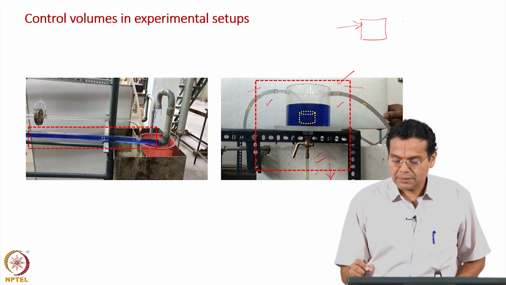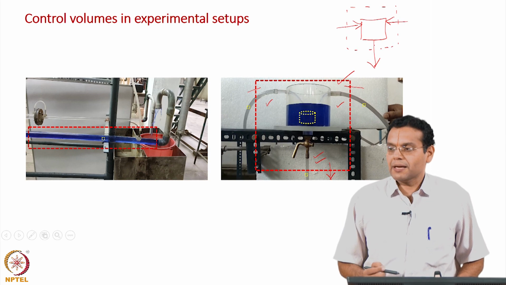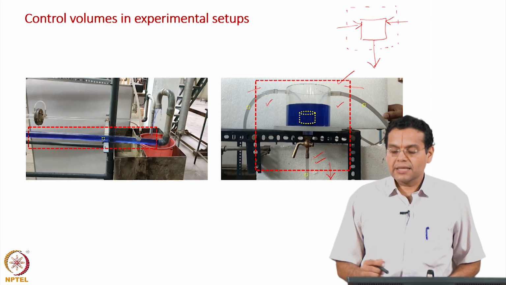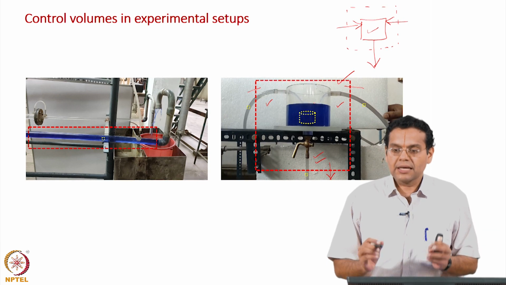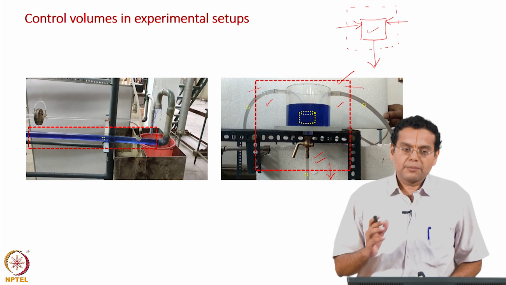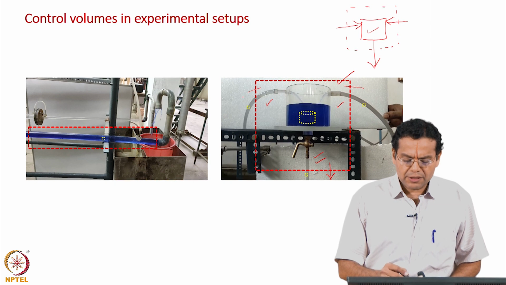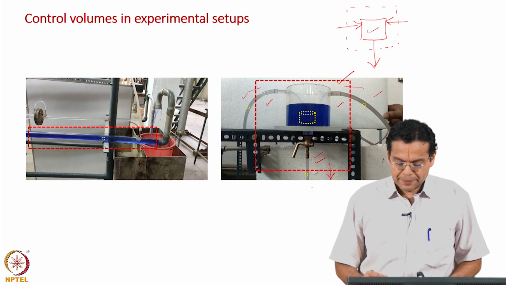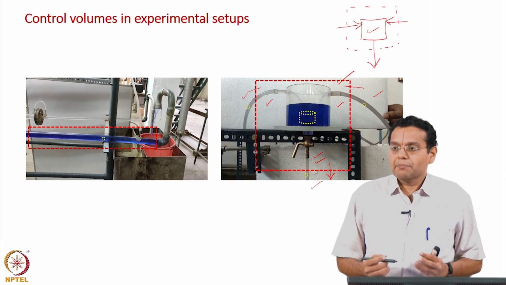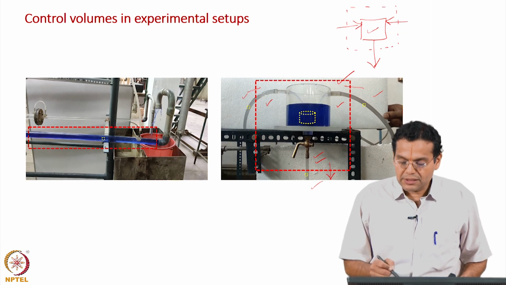Let me draw something similar to this, two inflows and then one outflow, and then you would have taken a boundary for writing a mass balance or energy balance. Only difference is that is a schematic and what you are seeing is an actual experimental setup. In fact, remember when we started the course, we said we will measure the two inlet flow rates and then calculate the exit flow rate by writing a mass balance. That mass balance was written around this control volume.